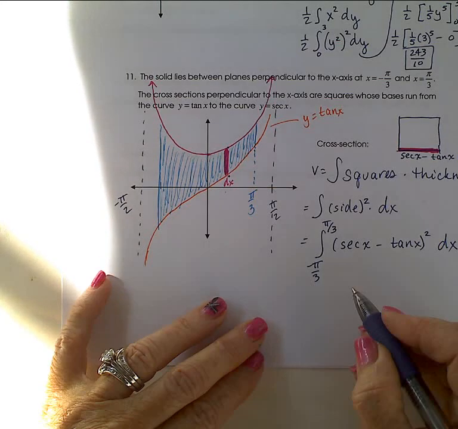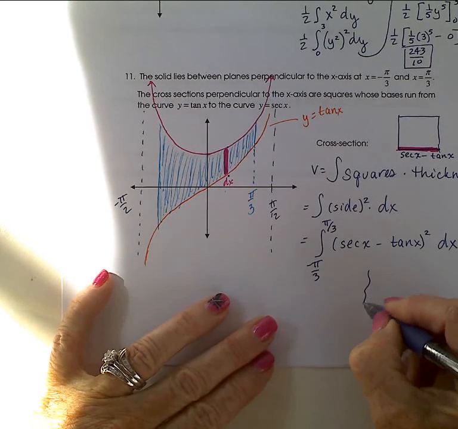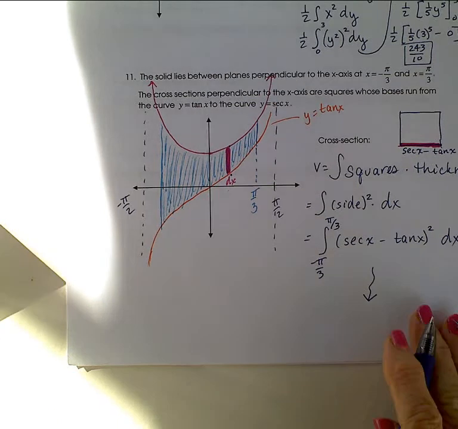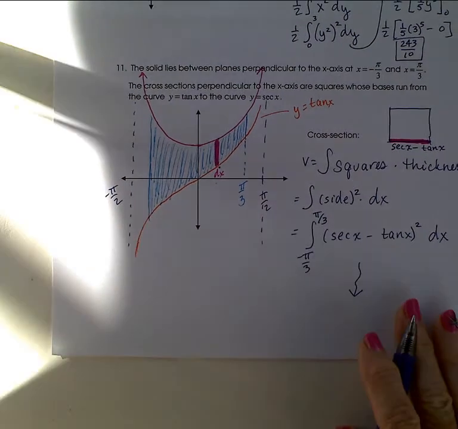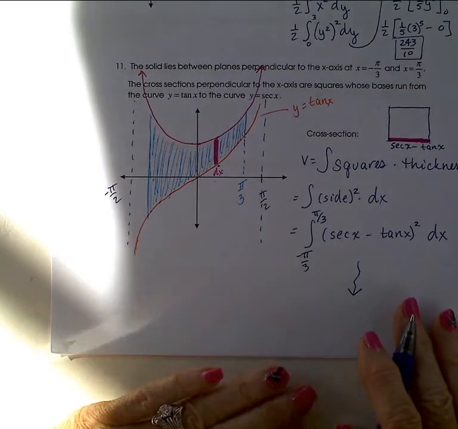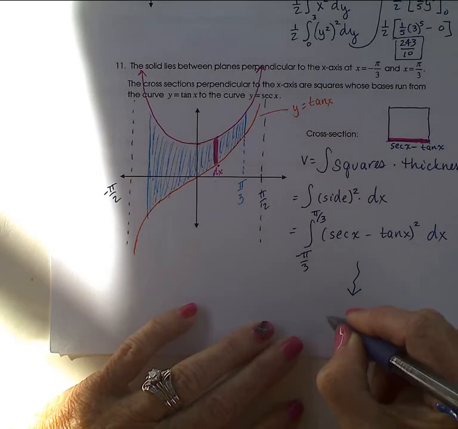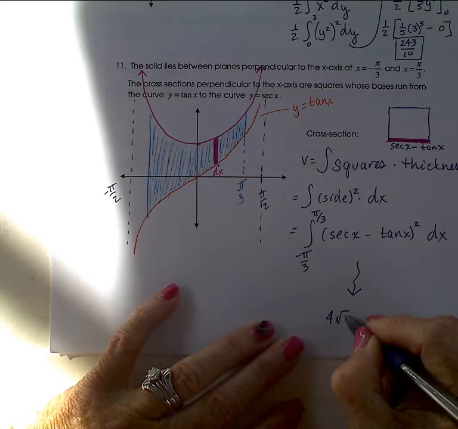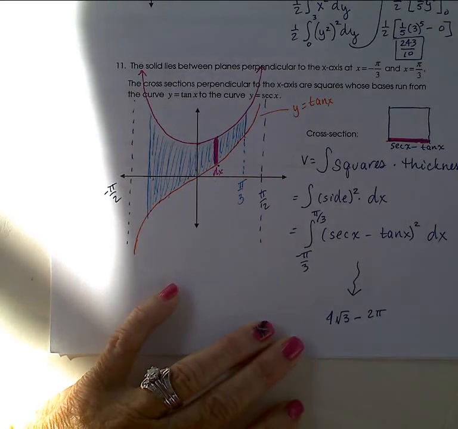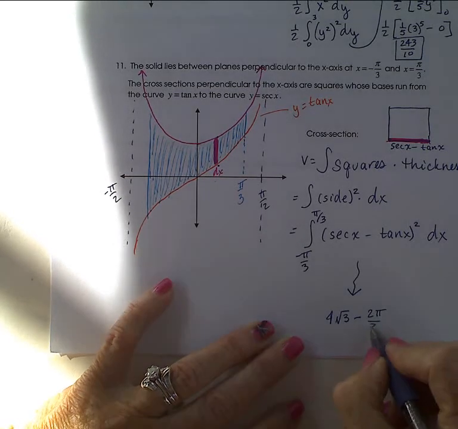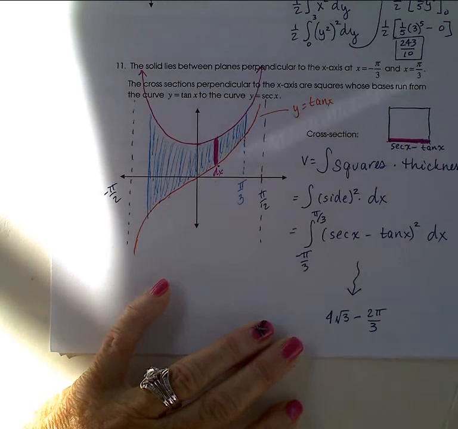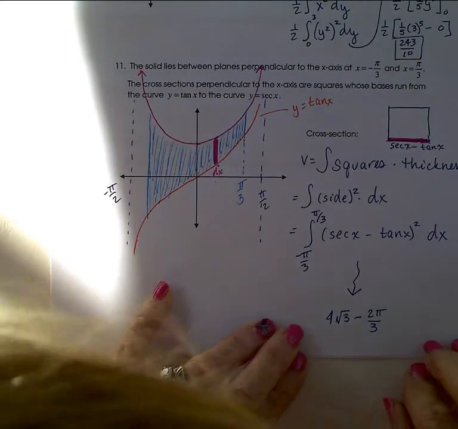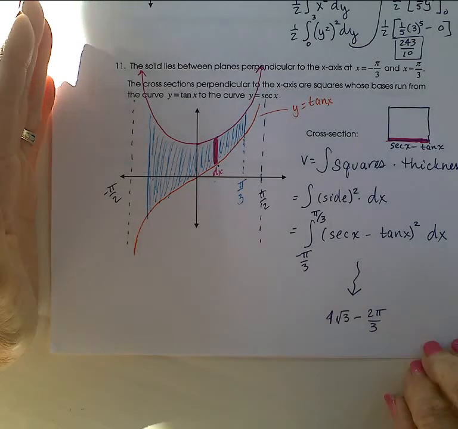I will let you work through this on your own. And if you can work through that on your own and show me all the work, I'll think about giving you some extra credit. The answer is right there: 4 square root 3 minus 2 pi over 3.